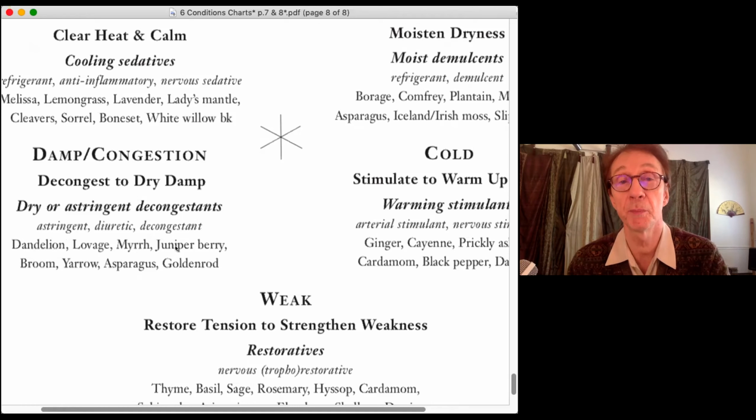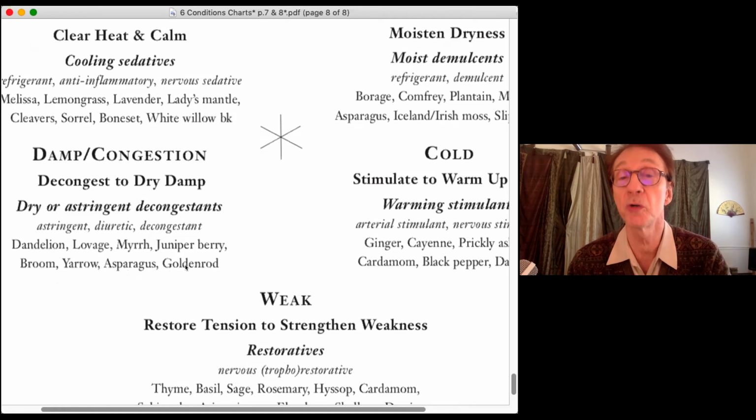juniper berry, juniperus, broom, cytisus, broom from North Europe, USA, very powerful diuretic, excellent for congestive heart failure, chronic heart congestion, fluid congestion in the heart, right? Yarrow, achillea, asparagus, goldenrod, solidago, right? Excellent diuretic, very safe.